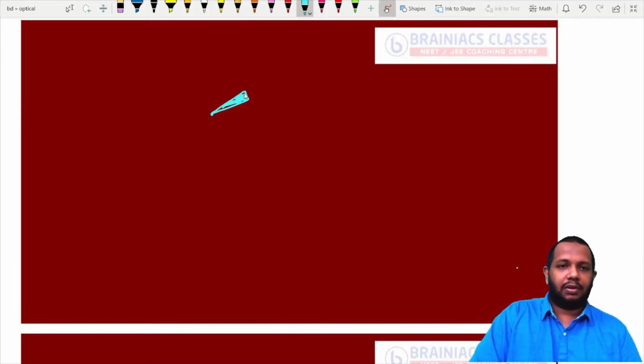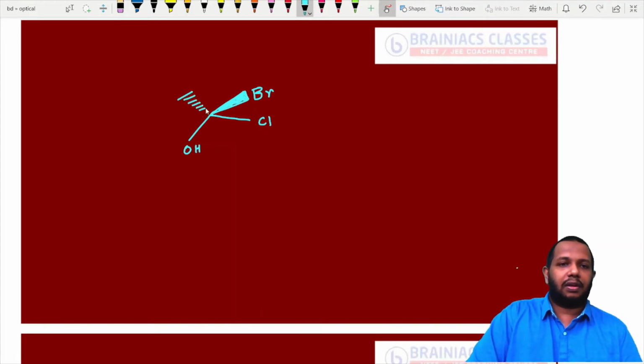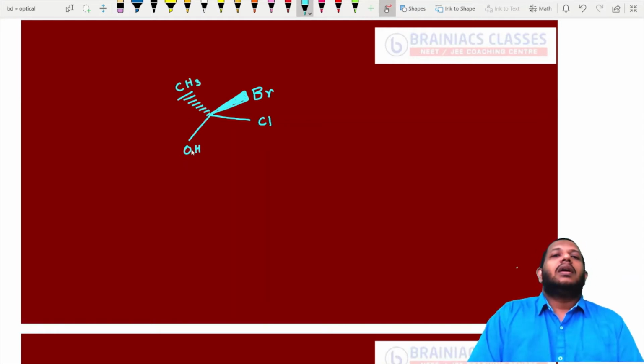Let's say this is my fluorine atom. And this is my OH group. And let's say this is my bromine atom. I will take it as bromine, and this is my chlorine atom. And let's say this is my CH3 group. Now give the priority.